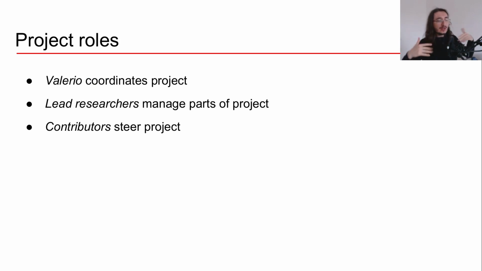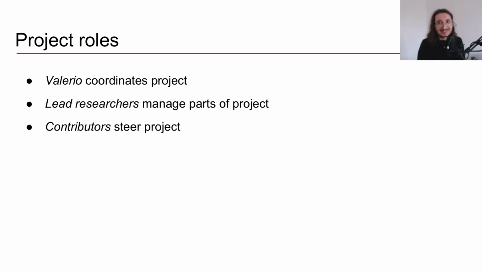Okay. Let's talk a little bit about the organization of the project. So we have a bunch of different project roles. Myself, I'll just coordinate the project, and I'll manage it. Then I'll probably appoint a few lead researchers among the most experienced people in the community. And these people will manage certain aspects of the project. So there may be a lead researcher who's in charge of literature review, another one who's in charge of coding, another one who's in charge of evaluation, for example. And finally, we have the contributors. Now the peculiar thing about this project is that the contributors will be the ones who really steer the project. So contributors will have a say in all the steps of the project.